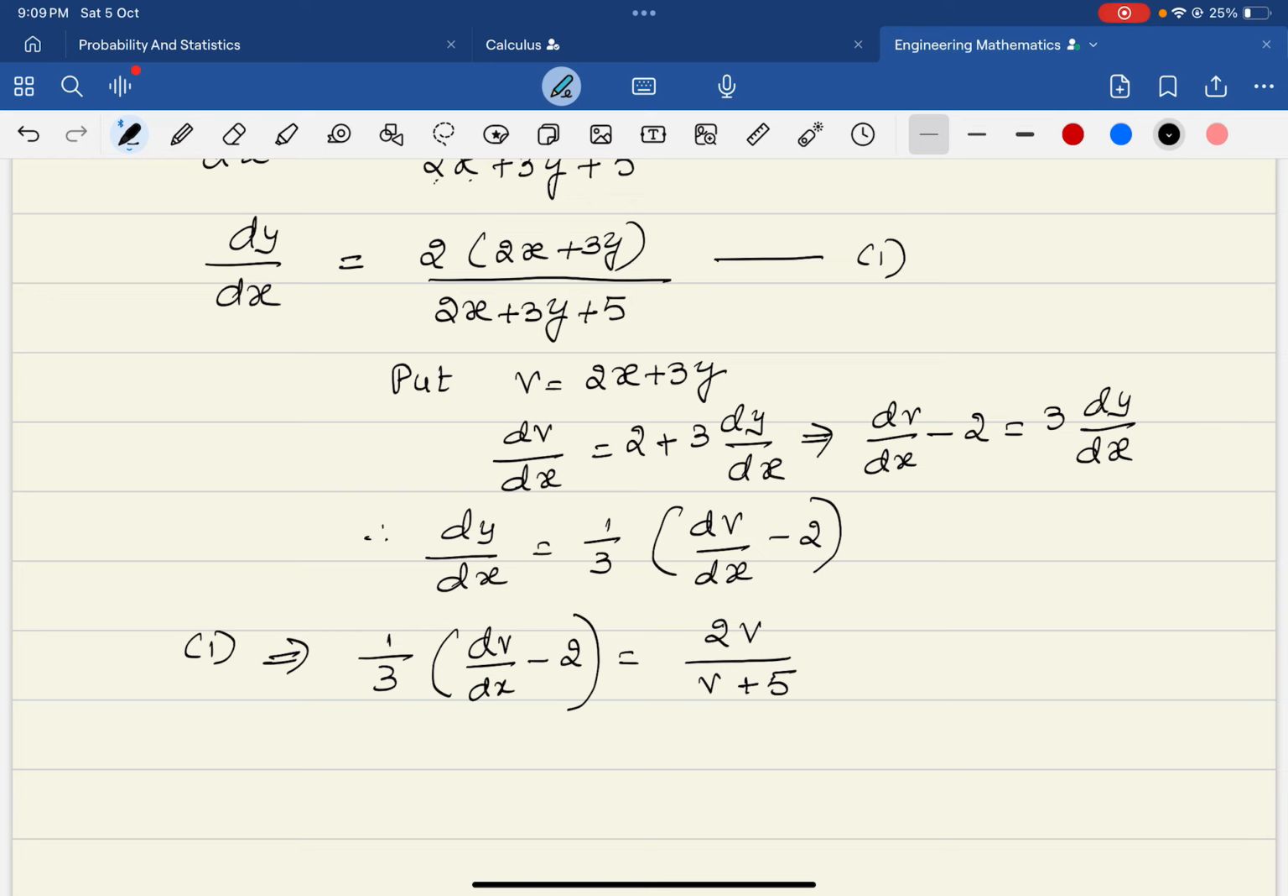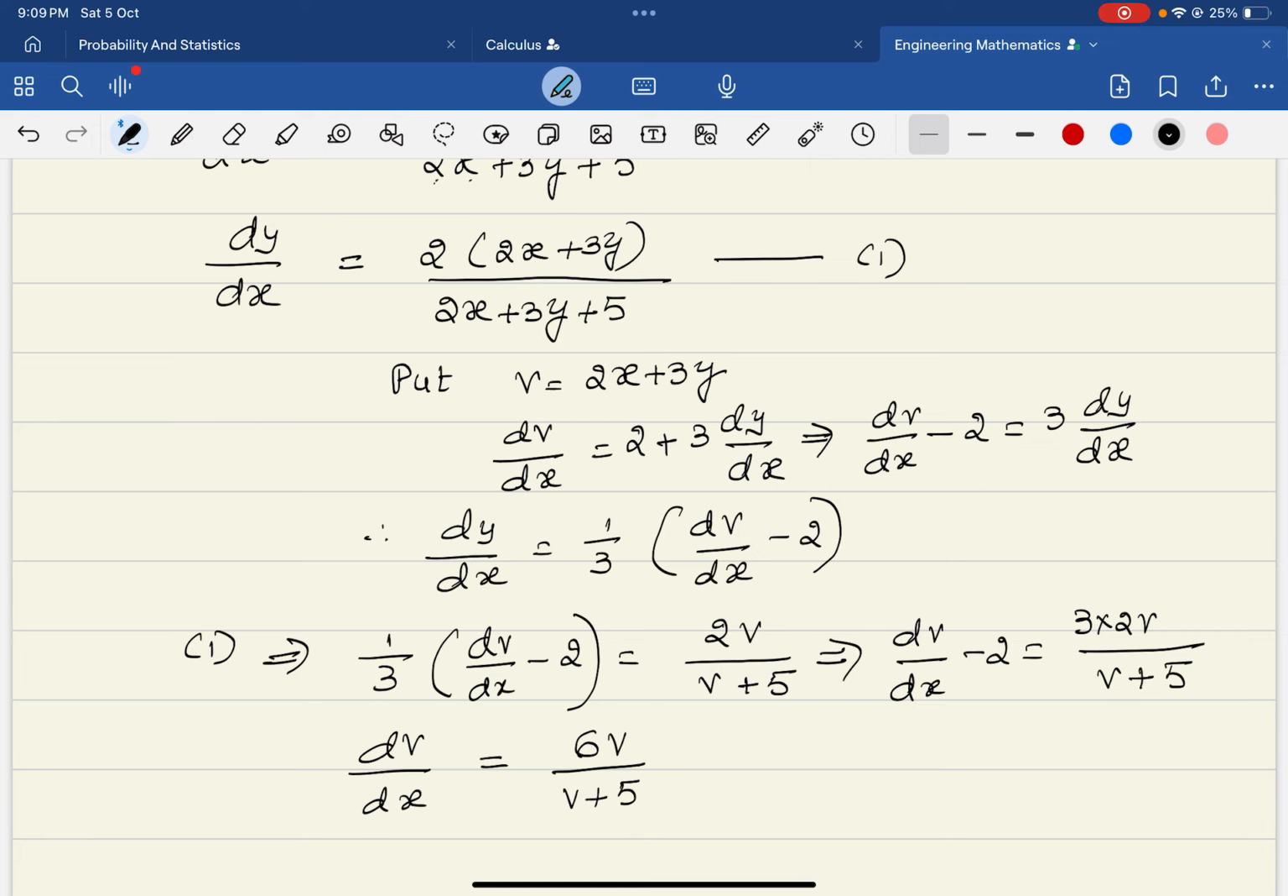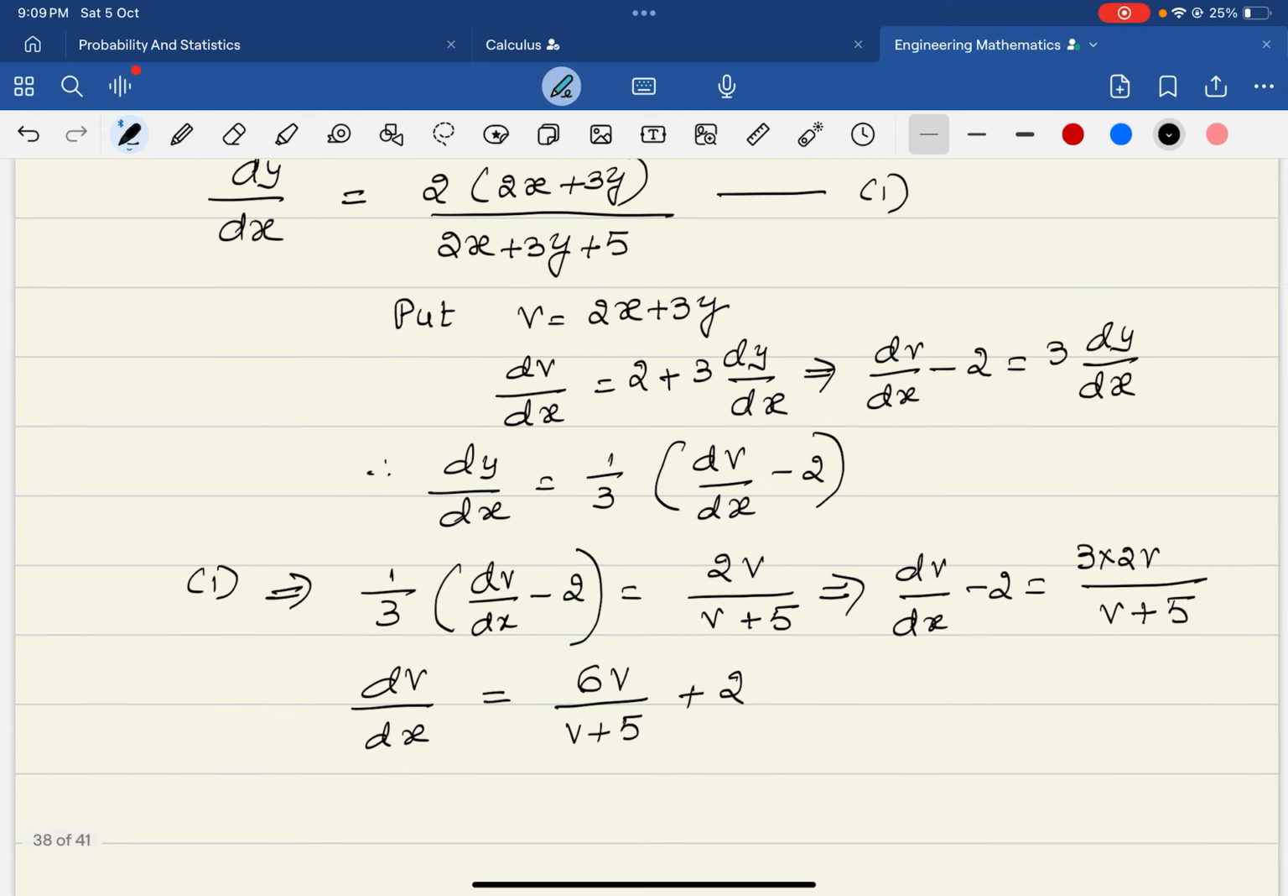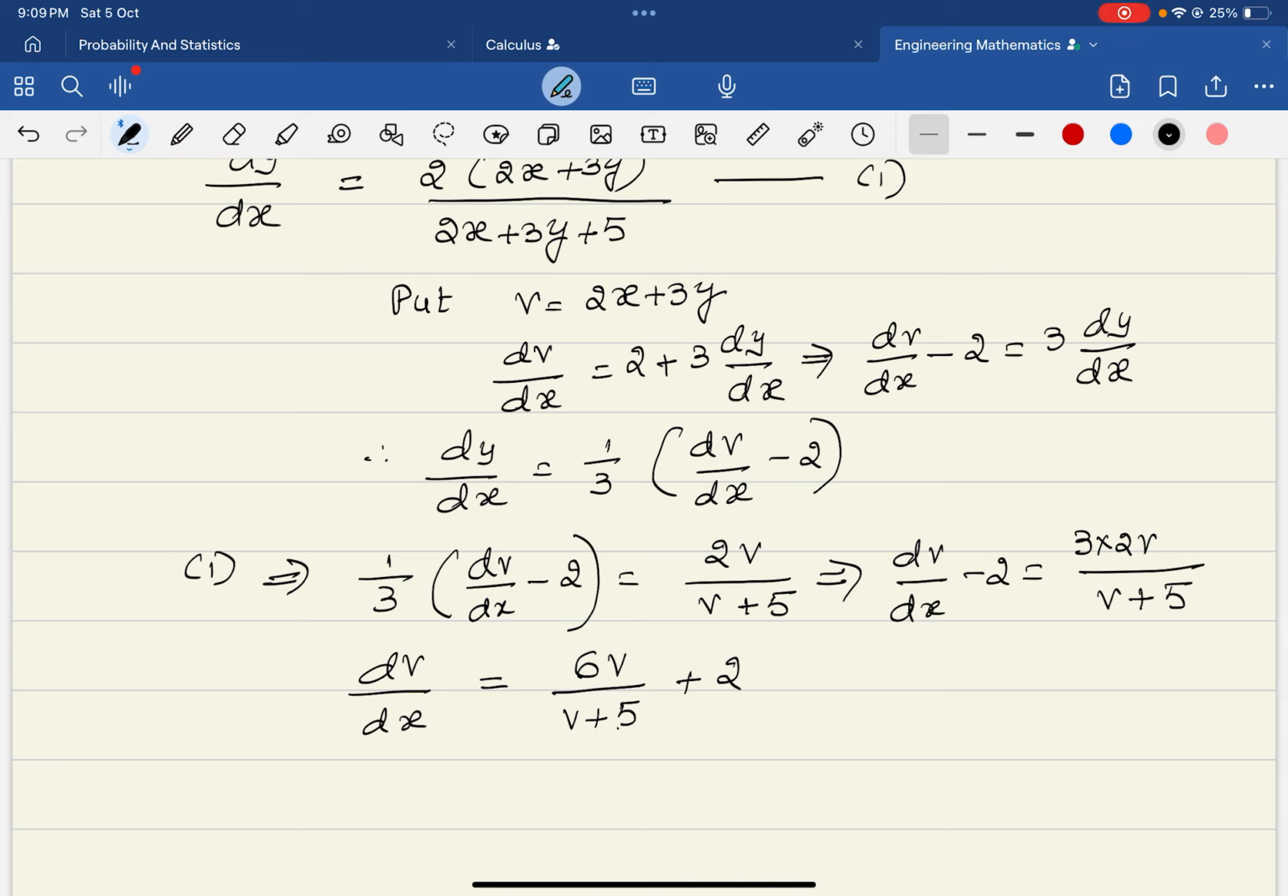So, now how will we rewrite again? From here, I can write this 3 has to go to the other side. So, it is dv by dx minus 2 is equal to 3 times of 2v over v plus 5. So, that is dv by dx is equal to 3 into 2 is 6v over v plus 5 plus 2. Okay. Now, whenever there is a fraction and there is a number, what do we have to do? We multiply and divide by the other denominator, v plus 5.